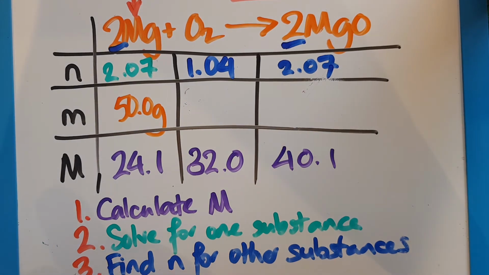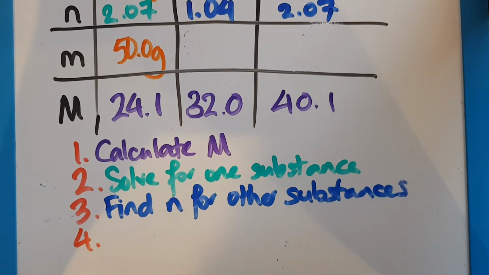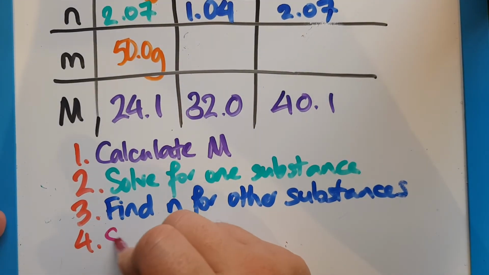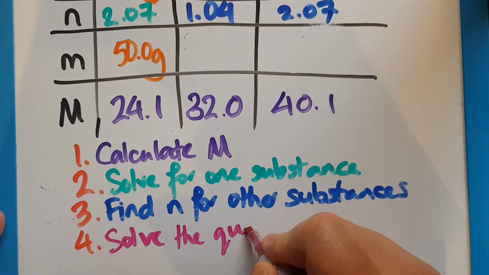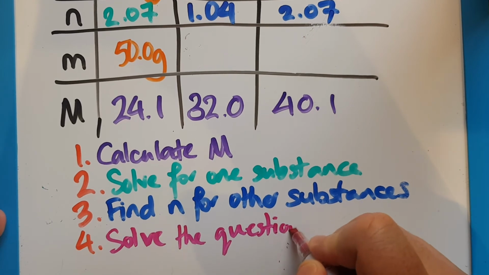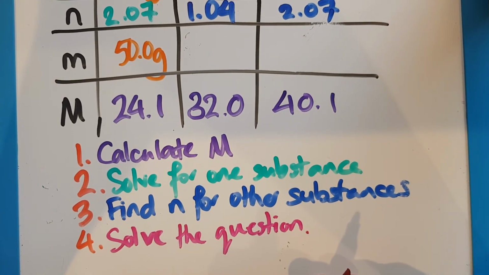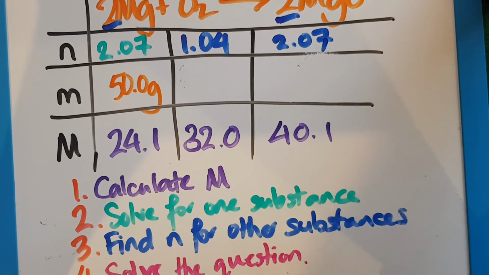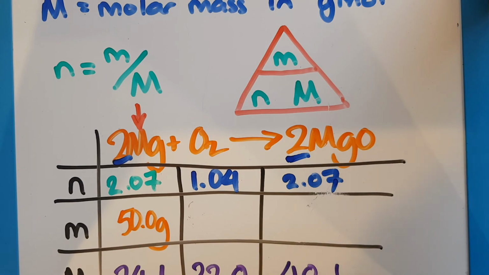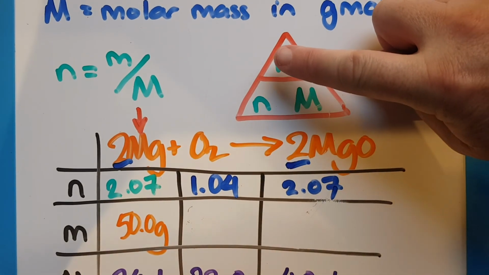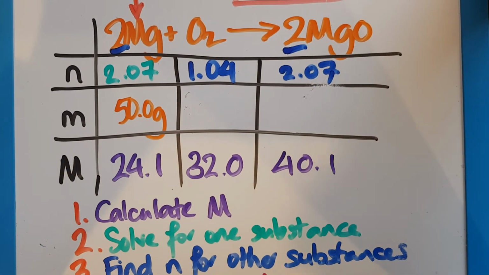Now, my last step is I can solve for the rest of the unknowns. Let's go pink for this one. This instruction, we're going to solve the question. So the question has been, what mass of oxygen is used up and what mass of magnesium oxide is made. So if I go back, and I've forgotten my algebra, but I've remembered my triangle, I want mass, I cover that, and it's amount times molar mass. So I'm going to multiply these numbers together.